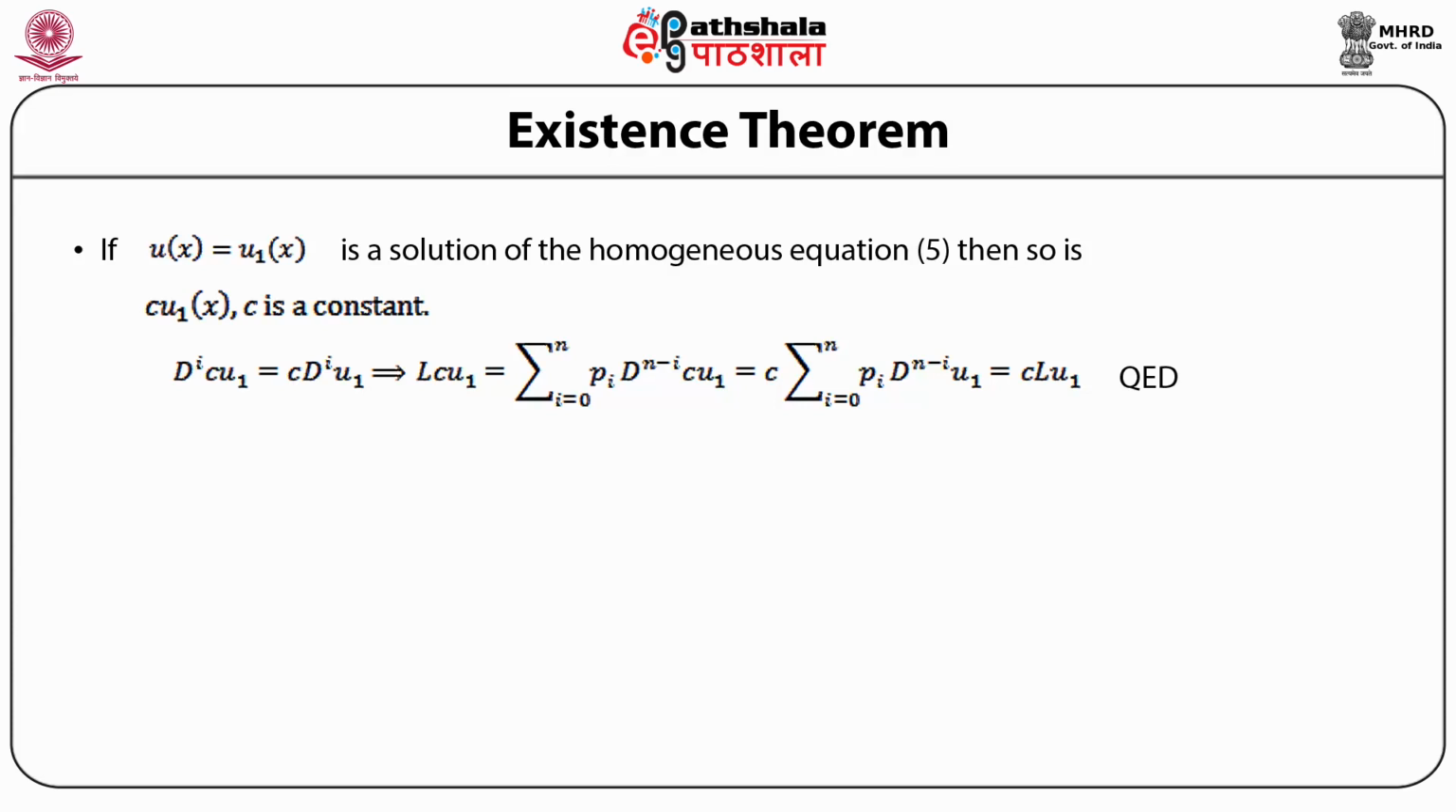the ith order differential operator D acting on c u1 is equal to c times the ith order differential operator acting on u1. This implies L(c u1) is equal to the summation over i equal to 0 to n of Pi D^(n-i) c u1. This is equal to c times the summation i equal to 0 to n of Pi D^(n-i) u1, which equals c times L(u1) equals 0.